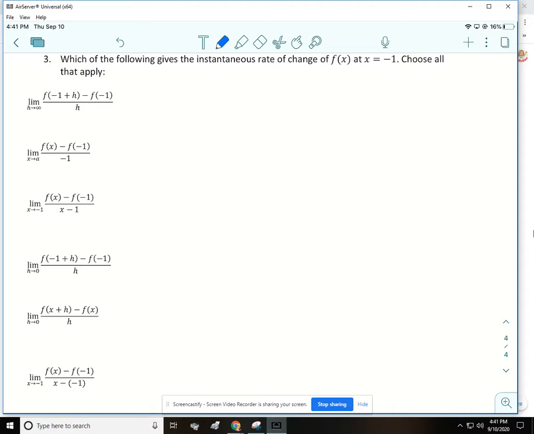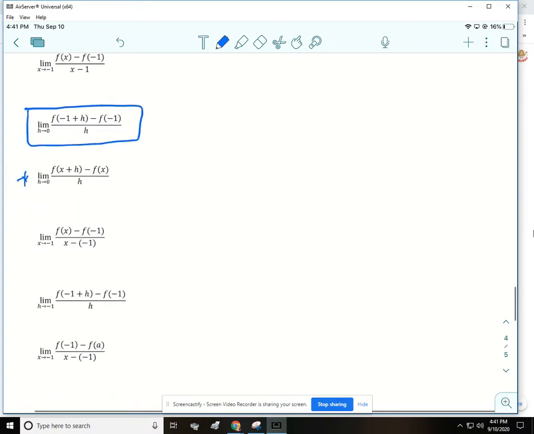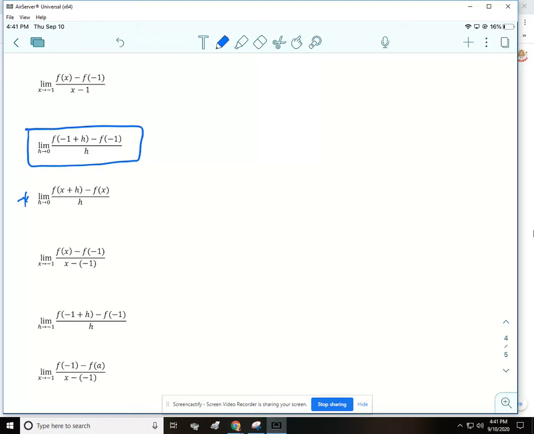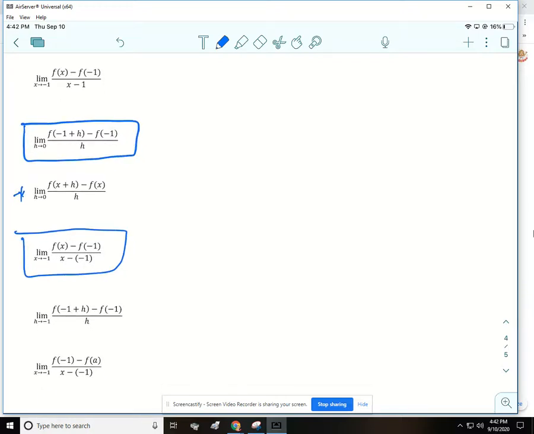Okay, so the first one is close. The problem is we don't want h to approach infinity, we want h to approach 0. So it needs to be this one. Now, the one after that is almost right, but we have a value for x that we need to plug in. And then the other one is going to be this one right here. So lots of them are close, but there might be a negative sign or something just thrown out of whack. So those 2 will work.